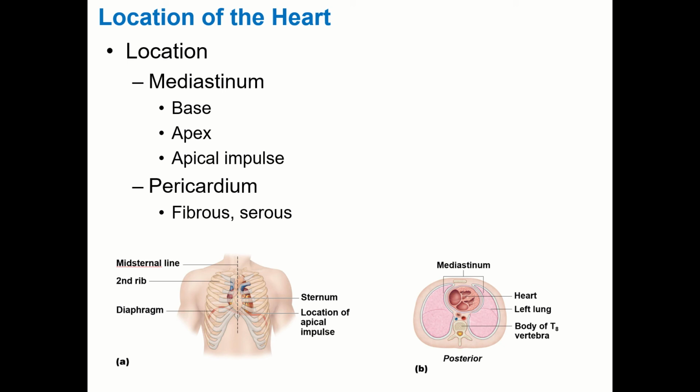It is usually somewhere in the neighborhood, like right below your left nipple, but it's kind of hard to find. You've got to palpate around a little bit to be able to find it. So like I said, I want to ask you about that, but that's what the apical impulse is.